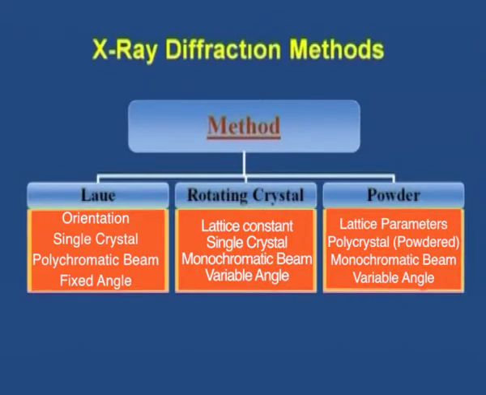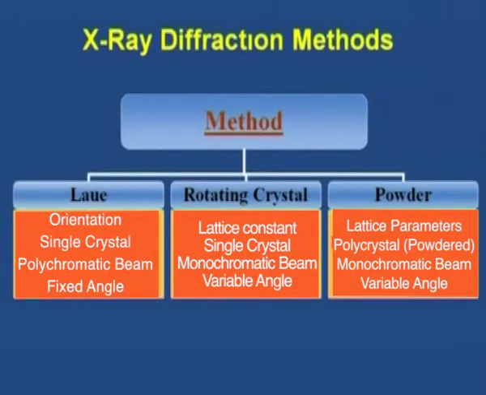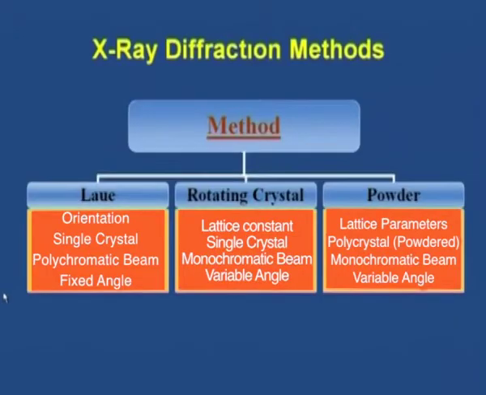In the Laue method, as I told you some time back, a single crystal is used, and this method can be used to study only the orientation of the crystal and not the crystal structure. The crystal structure cannot be determined using a simple Laue picture or the Laue spots that you get. On the other hand, in the rotating crystal method, the lattice constants can be determined. Again, you use a single crystal, but you have a monochromatic beam instead of a polychromatic beam.